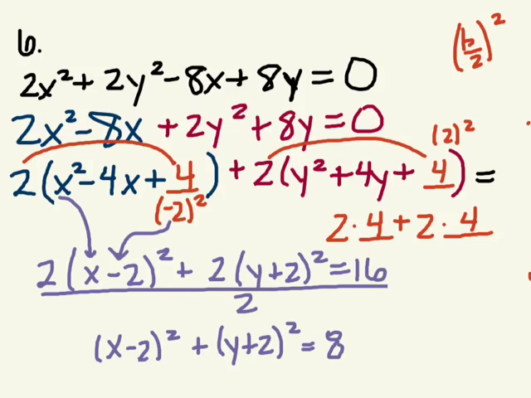So the center of our circle is 2, negative 2. Remember, you take the opposite. Since we have a negative 2 with the x, that's 2. Positive 2 with the y, that's negative 2. And then the radius is the square root of 8. When you're graphing that, you'll have to approximate. That's about 2.8.